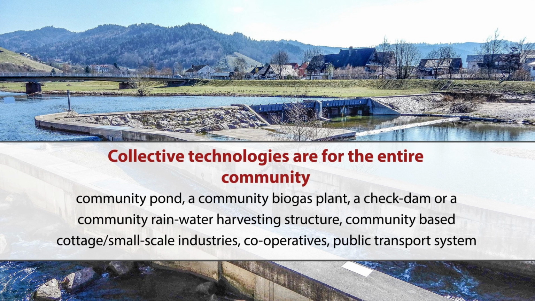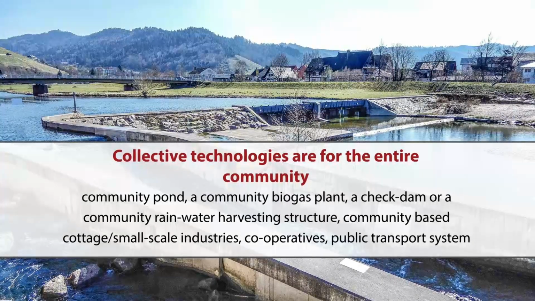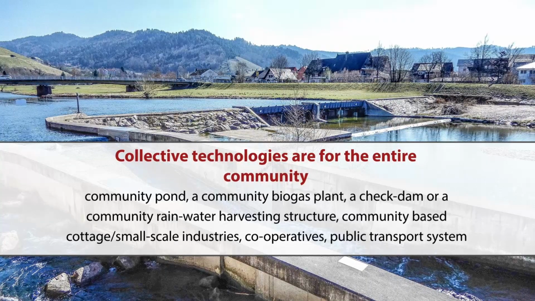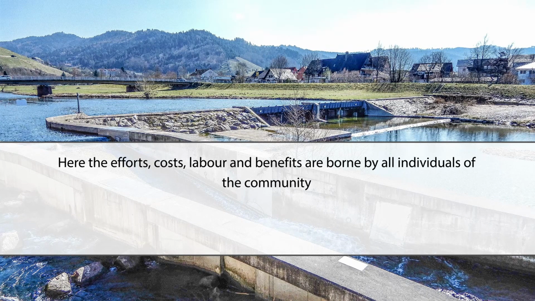Okay. So, a community based small scale cottage industry or small cooperatives or a public transport system, these are all examples of collective technologies. Here, the efforts, the costs, labor and benefits are borne by all individuals of the community, which we call a public property, and all the community benefits from it. So, such technologies are more useful for the community.